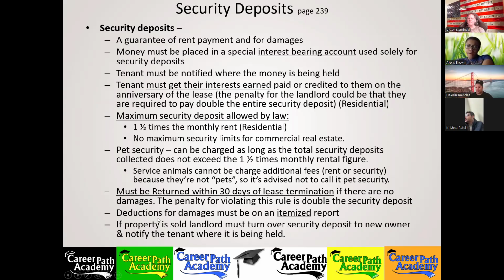If they do make deductions for damages caused by the tenant, it must be stated on an itemized report how much each repair costs and deduct it from the security deposit. If the property is sold, the landlord must turn over security deposits to the new owner and notify the tenant where it's being held.